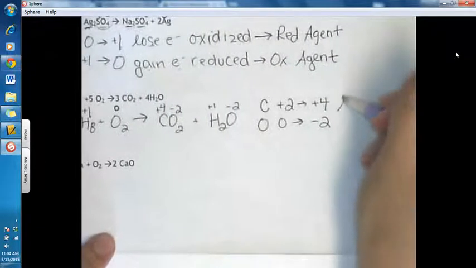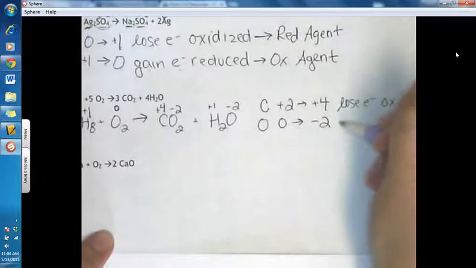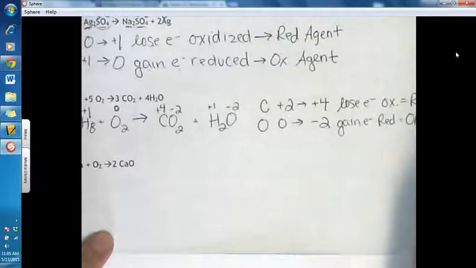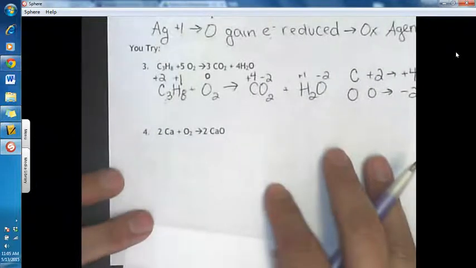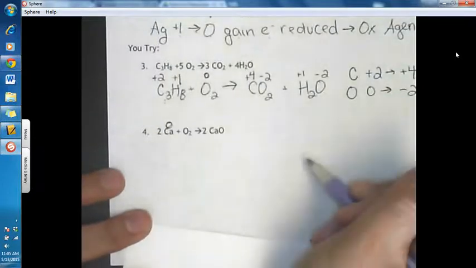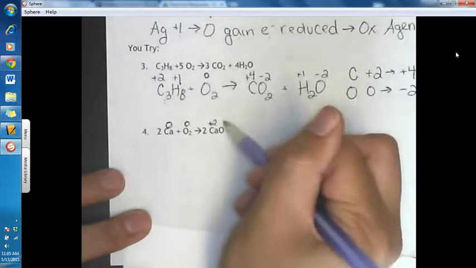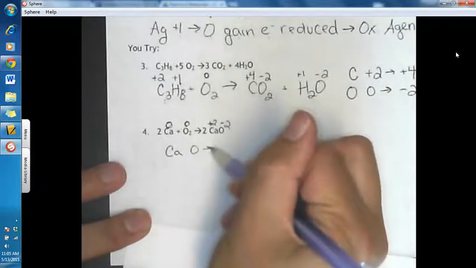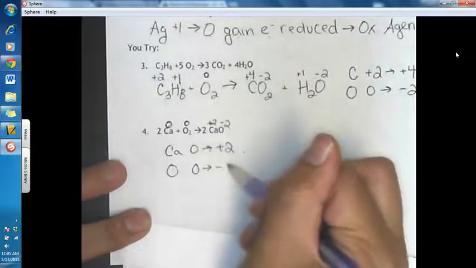Carbon, losing electrons, oxidized, equals your reducing agent. Oxygen gains electrons, it's reduced, your oxidizing agent. Finally, your last one should have had calcium as an element, oxygen as an element. Calcium becomes +2, oxygen always -2. Calcium goes from 0 to +2. Oxygen goes from 0 to -2.